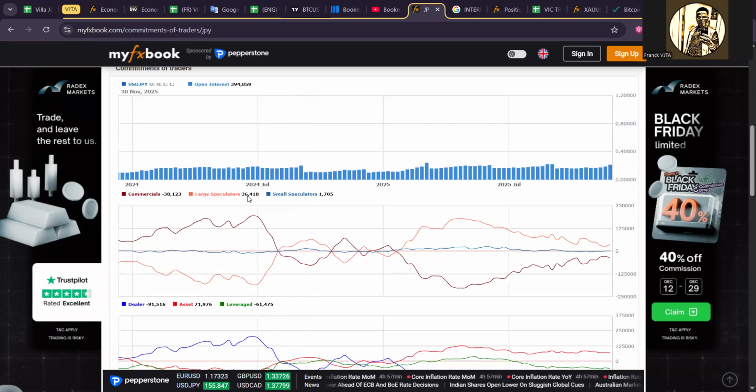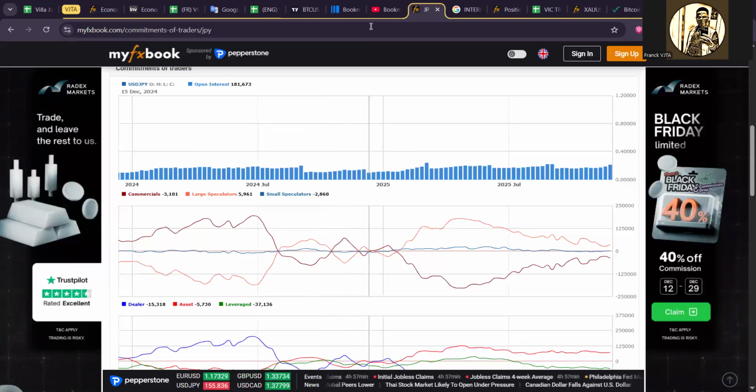This one is 36,418 contracts. These are the number of contracts that have been bought at this point. For example, they bought 66,000, and then they come here and sell 64,000. When you see minus, it means that they sold. They buy many contracts at the bottom, then they sell.